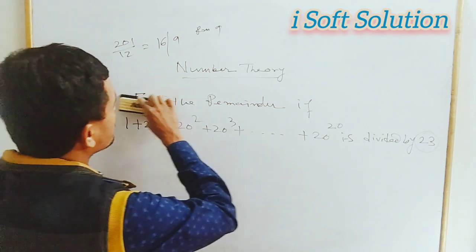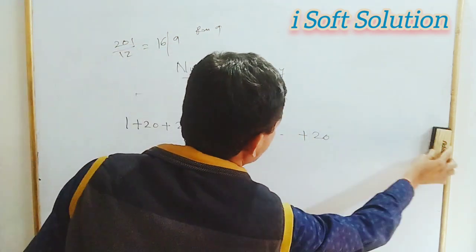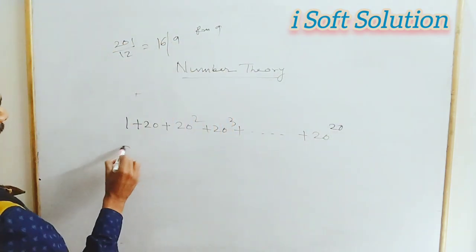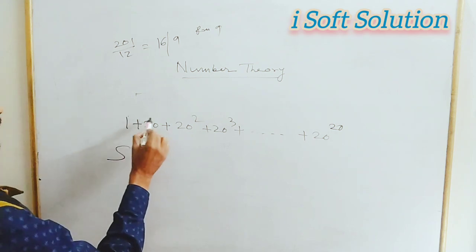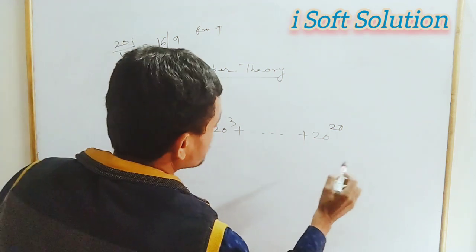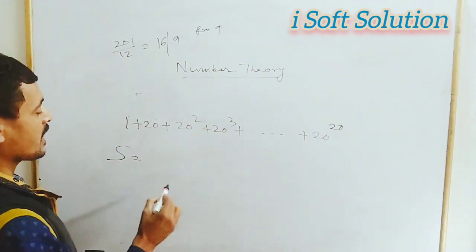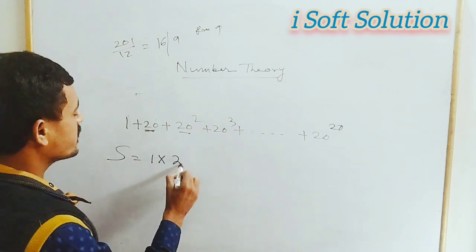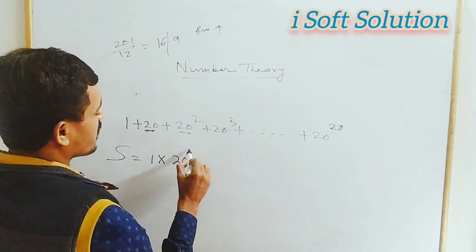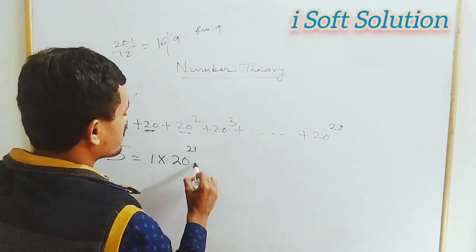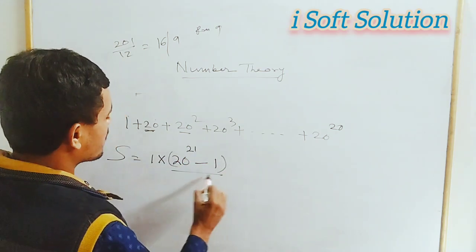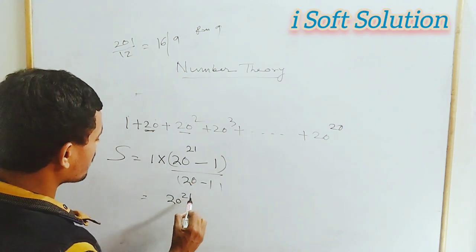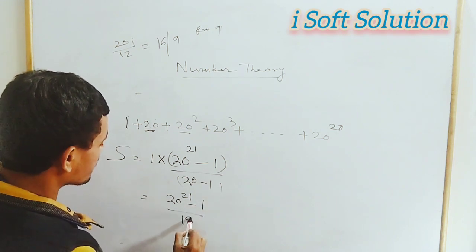1 plus 20 plus 20 squared. This is a GP, up to 20 to the power 20. Therefore, the total number of terms equals 21. The sum is equal to the first term into R, the common ratio here, which is 20, to the power N, that is the number of terms 21, minus 1, divided by R minus 1, that is 20 minus 1. That is, this is equal to 20 to the power 21 minus 1 by 19. Okay.